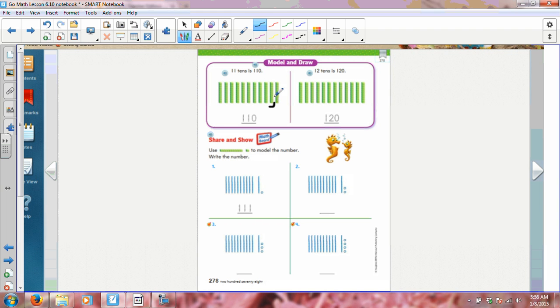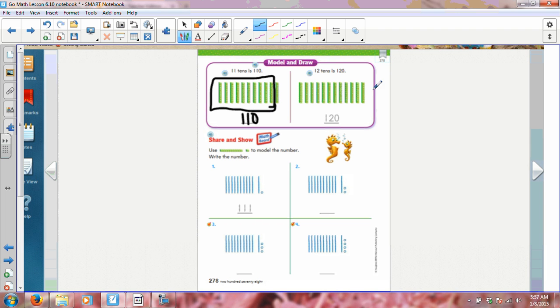I am going to go ahead and put a square around 10 tens. So this means 100, and then I have one more 10 left over. So this means 100 and then 10 left over. So we have 110. 110. Go ahead and take your pencil and trace 110.